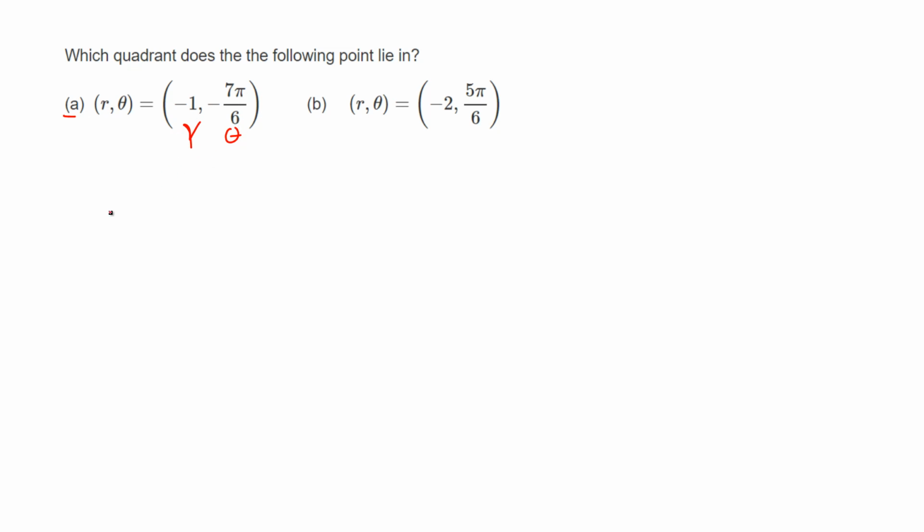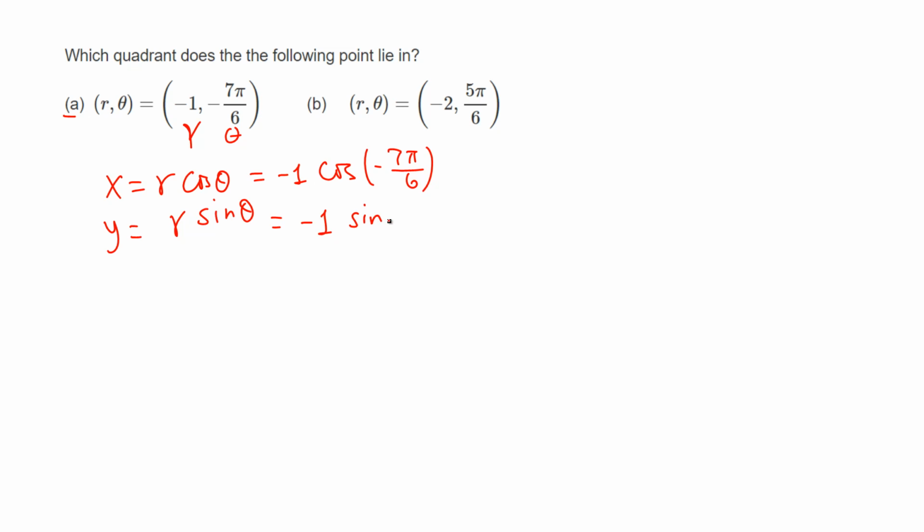We can find the corresponding rectangular coordinates. That means x equals r cosine theta, y equals r sine theta. And from the signs of x and y, we can determine the quadrant. Let's do this. r is negative 1 times cosine negative 7 pi over 6. Same thing, negative 1 times sine negative 7 pi over 6.